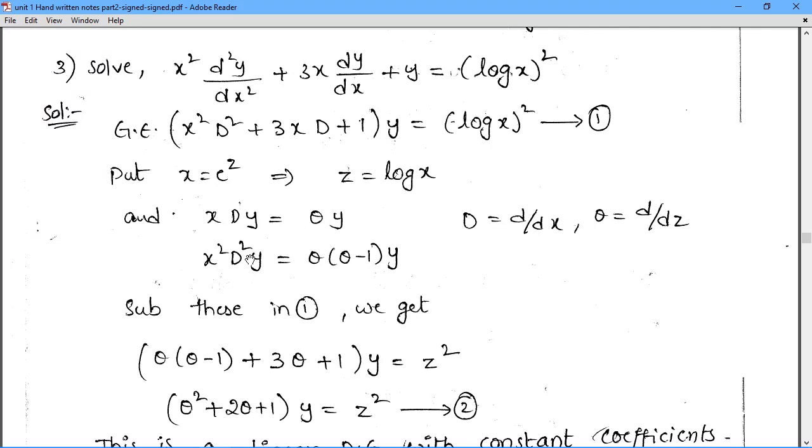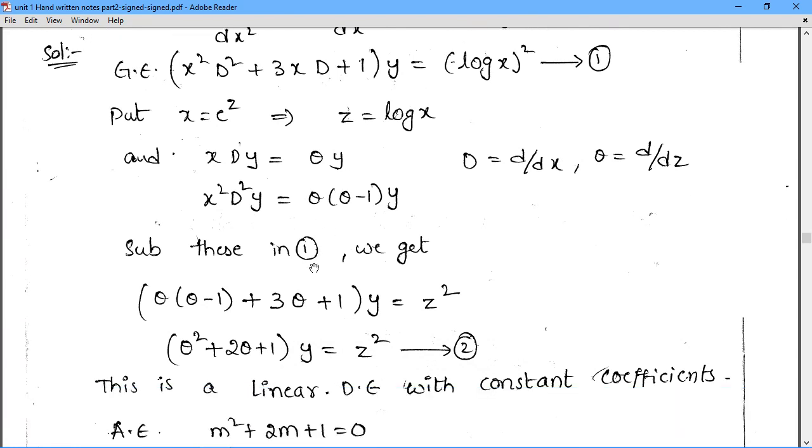x square d square y is theta into theta minus 1 into y, and capital D is d by dx. Theta will be d by dz. These are differential operators. Now substituting these values in equation 1, clearly x square d square is replaced with theta into theta minus 1, and xd is replaced with theta.